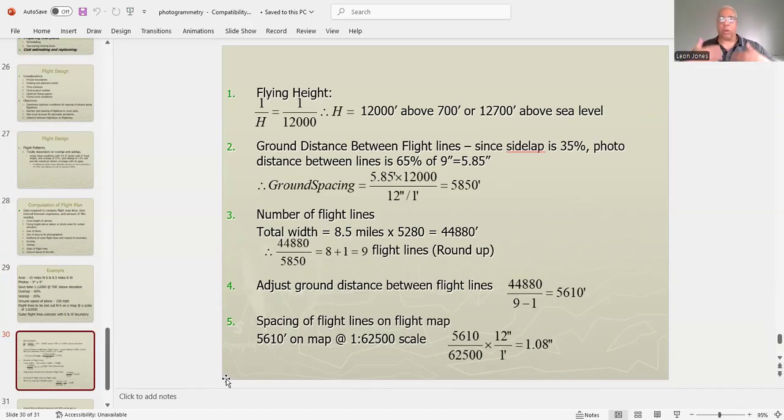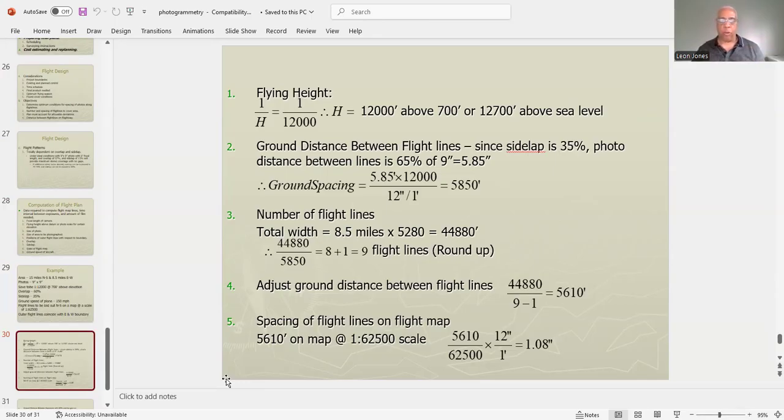And what you're going to do, you're going to convert inches to feet. Actually, 65% of 9 inches equals 5.85 inches. So you have 5.85 inches, and you're going to multiply it by 12,000 feet. Then you're going to divide by 12 inches, which equals a foot, and then you get 5,850 feet. So you're going from inches to feet. Then you're going to find the number of flight lines.